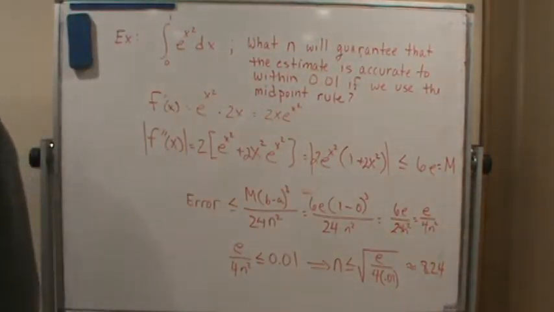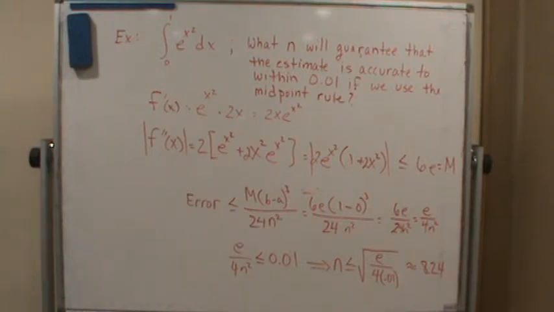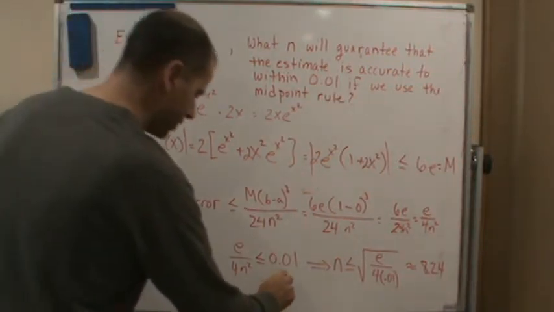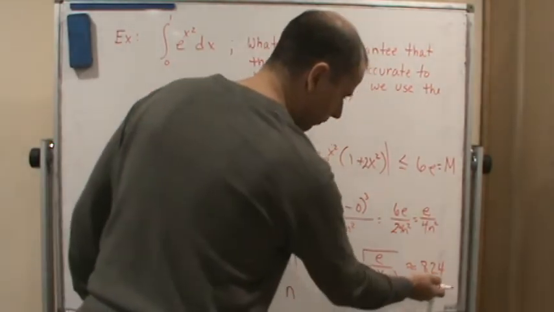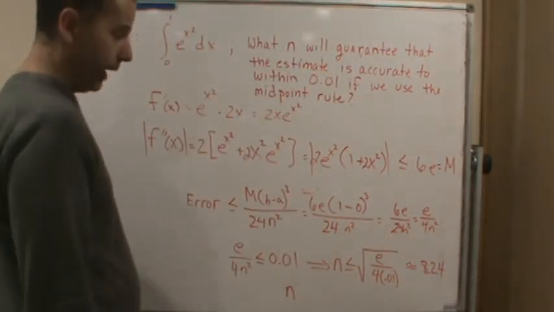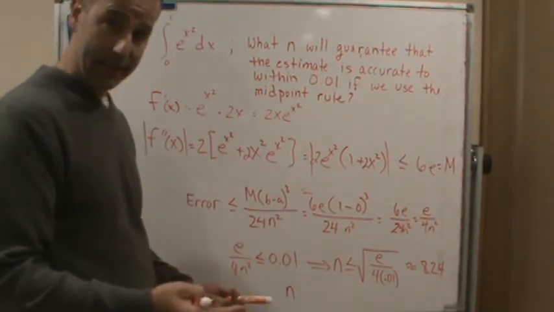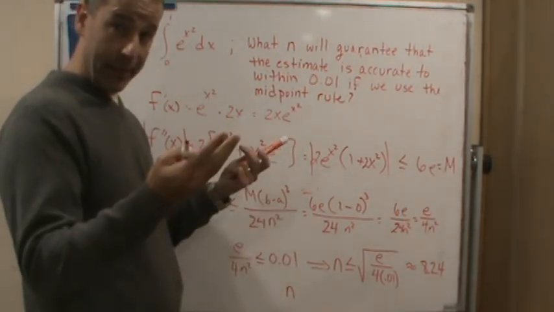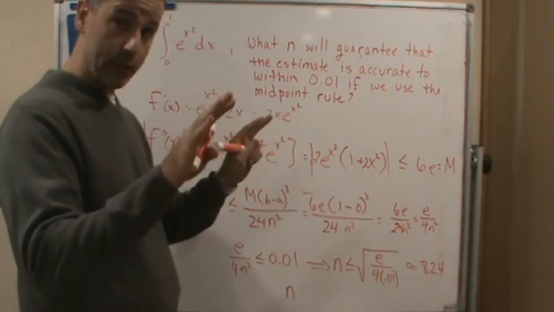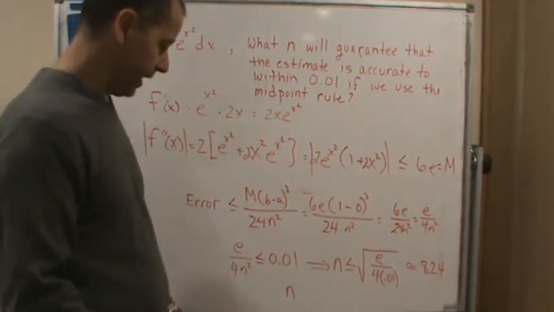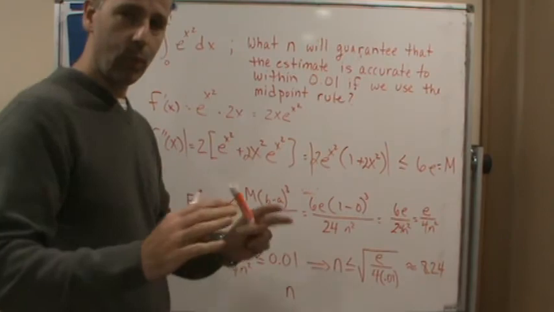Okay, so what is the value of n that we need to use? It's going to be 9, right? So n has to be 9. We can't have a fractional n. And we don't want to round down, because if we round down, guess what? That means our error could be higher than 0.01. So we always round down in these cases. Or excuse me, round up.